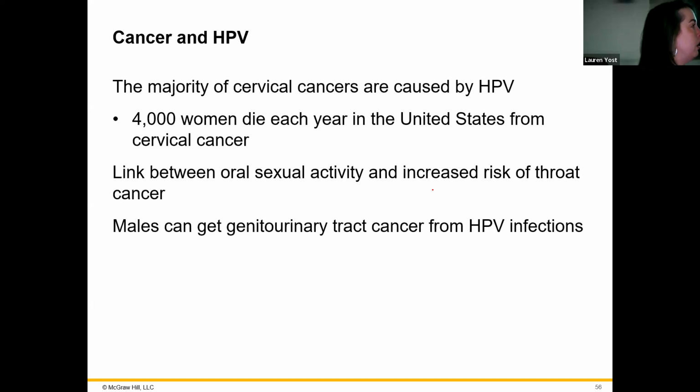I was lucky enough that I cleared it on my own. I had the colposcopies done and everything came back normal after that, and I was able to clear it on my own. It's been years since I've had any issues with that. But I'm just saying this because it's my experience of it.